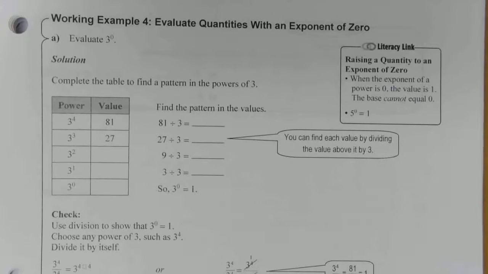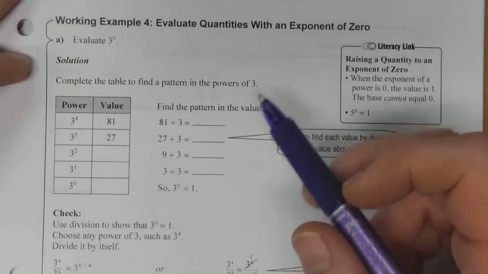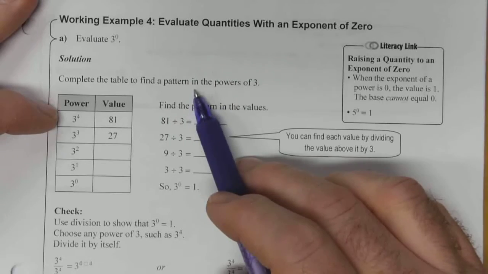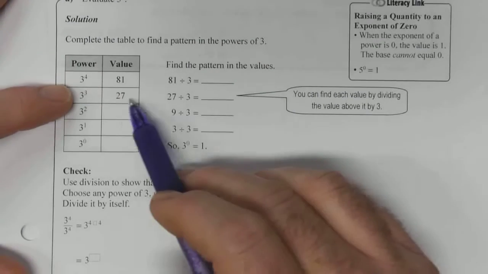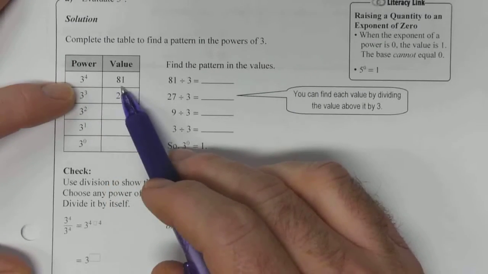Working example number 4, evaluate quantities with an exponent of 0. So we're starting with evaluating 3 to the 0. We're actually going to break this down a little bit using a table. Complete the table to find the pattern in the powers of 3. So 3 to the 4th power is equal to 81.